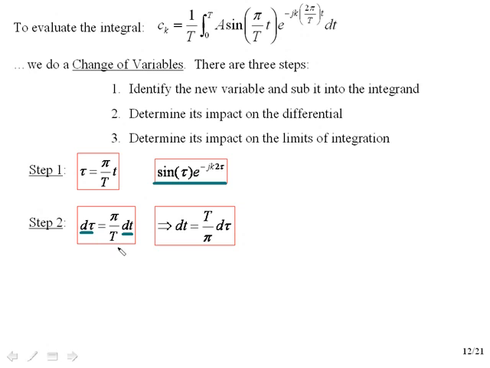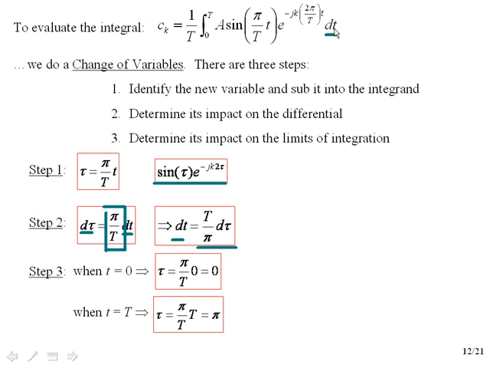Or solving this for dt, which involves bringing it over to the other side by flipping it, we now have that dt, which is what we had as our differential, is just capital T over pi times d tau. So now we can substitute that in for dt. We'd get an extra constant that we'd have to pull out in front.